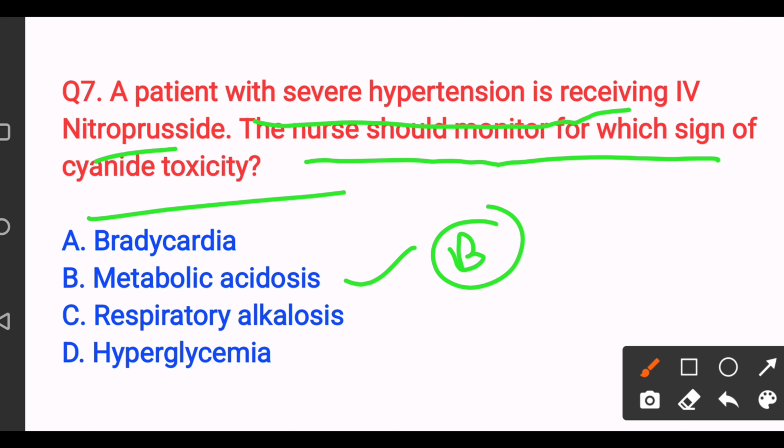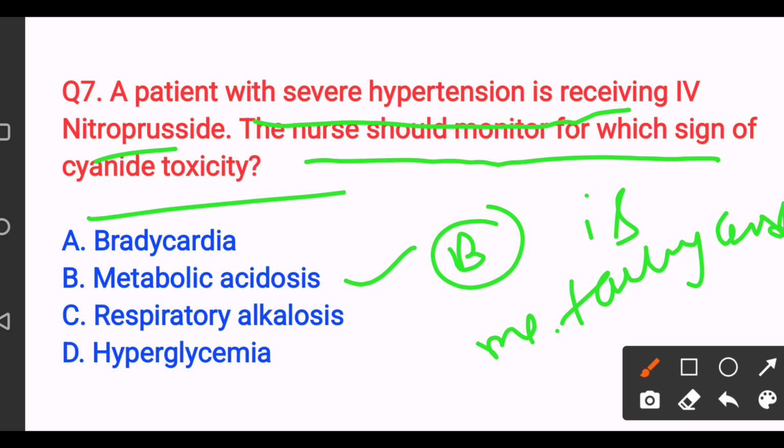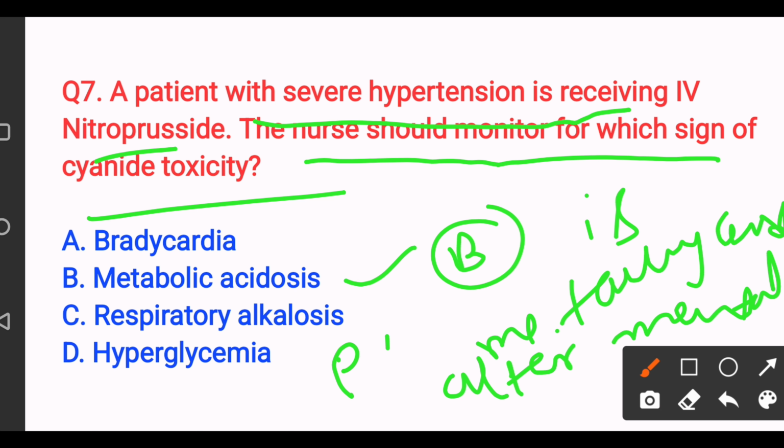Nitroprusside is metabolized to cyanide. Cyanide toxicity causes cellular hypoxia leading to metabolic acidosis, with signs like tachycardia, altered mental status, and pink skin. Treatment includes sodium thiosulfate or hydroxocobalamin. So the answer will be option B.